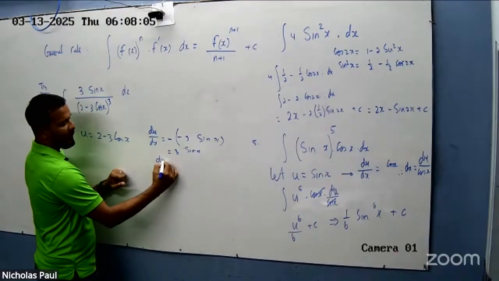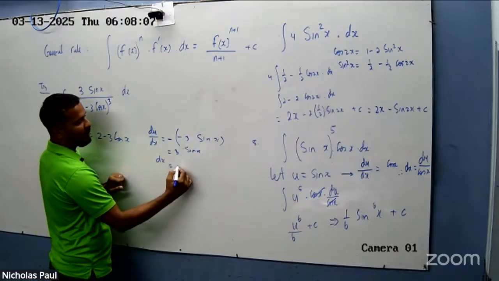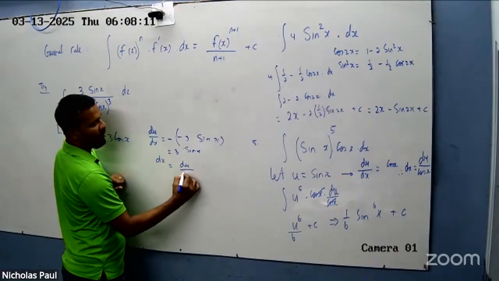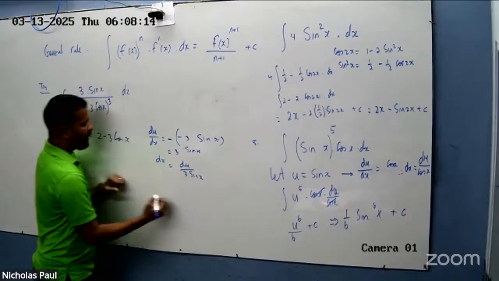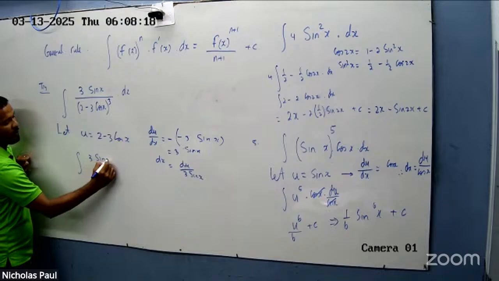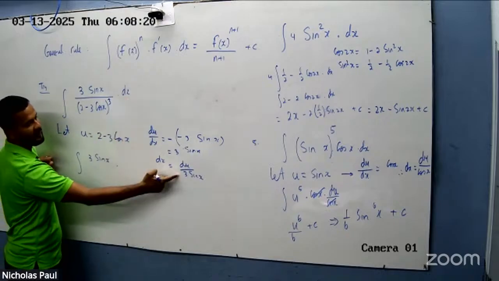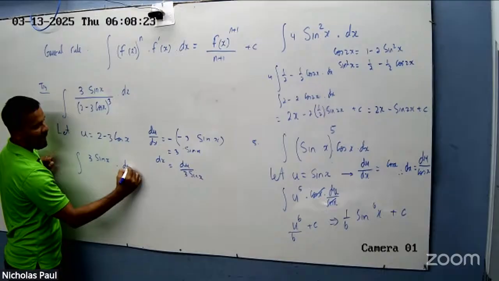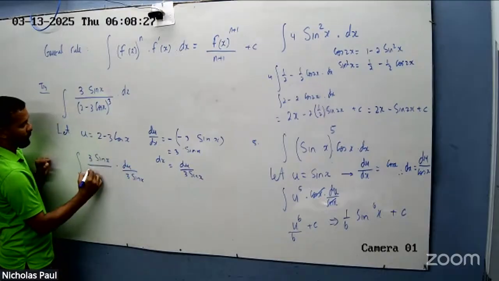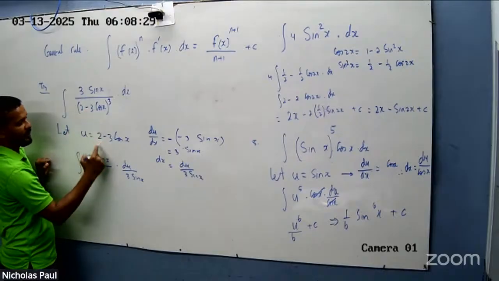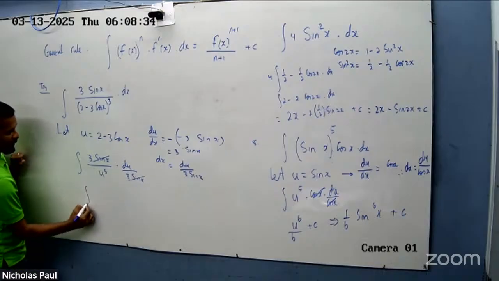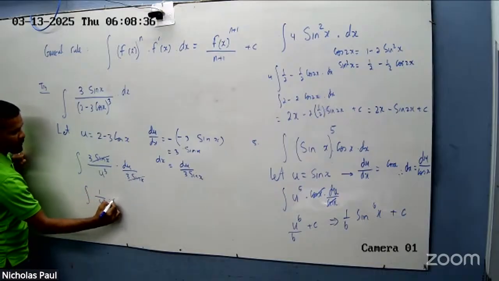Now, what that means is that dx is equal to du over 3 sine x. So I could come here now and make a substitution. 3 sine x, replacing dx with this, I will get du over 3 sine x, all over 2 minus 3 cos x, which is u, so that's u cubed. This will cancel with this, and you'll get the integral of 1 on u cubed du.